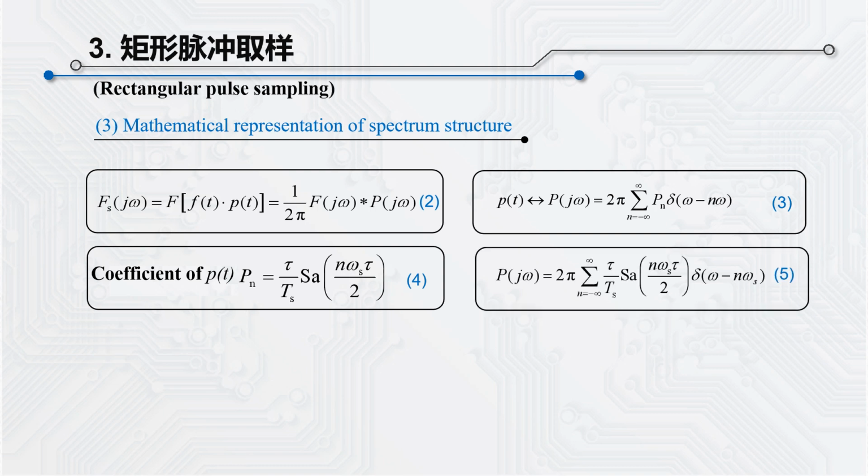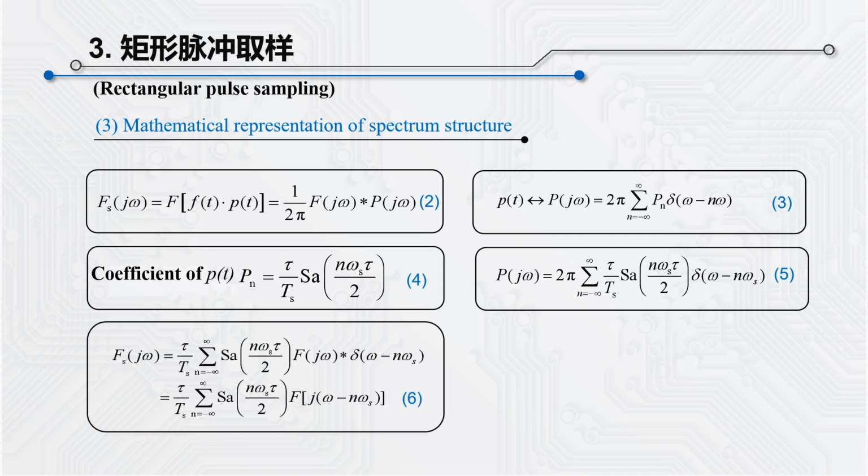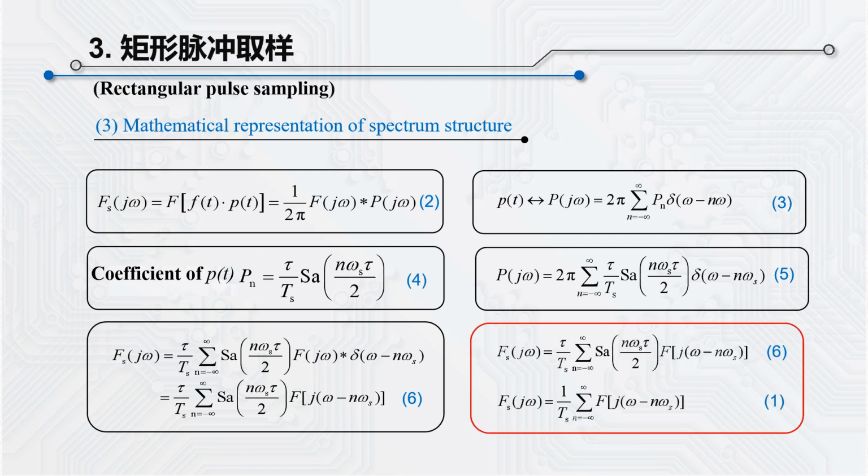Obviously, Formula 5 is the spectrum of the rectangular pulse. Through the convolution, we can get the Formula 6. Make a simple comparison between Formula 6 and the Formula 1. It's obvious that the spectrum of rectangular pulse sampling is shifted. However, this is not a simple period extension, because after it is shifted, its spectral coefficient changes according to the law of sampled signal. Therefore, the spectrum analysis of rectangular pulse and impulse sampling have certain difference.